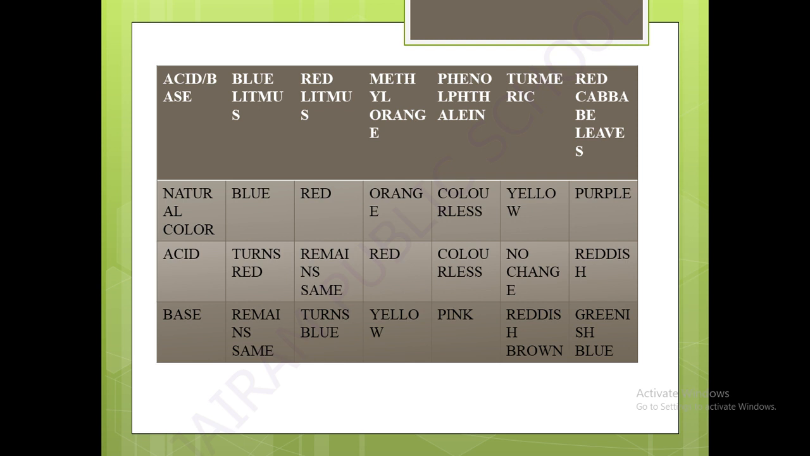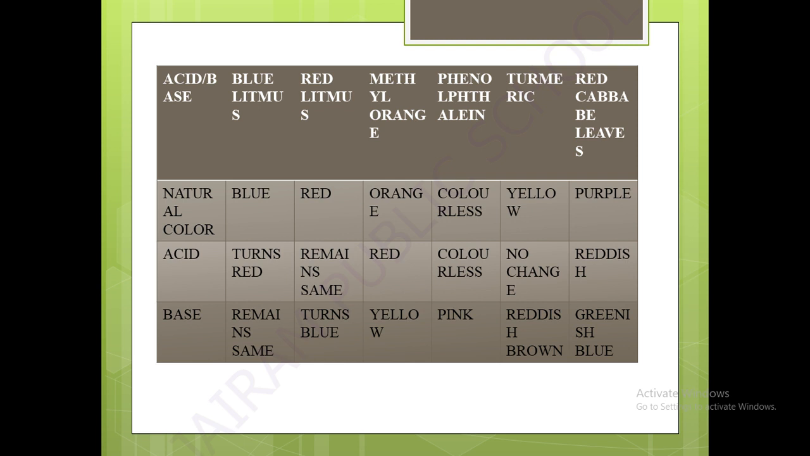And so here in these indicators we have the natural color of the indicators, and when it reacts with acid what will be the color, and when it reacts with the base what will be the color. So if you take blue litmus paper, the natural color of the blue litmus paper is blue, and if it reacts with acid it turns red in color, and if it reacts with the base it remains the same, there is no color change. If you take red litmus paper, the natural color is red. If it reacts with acid it remains the same. If it reacts with the base it turns blue in color.